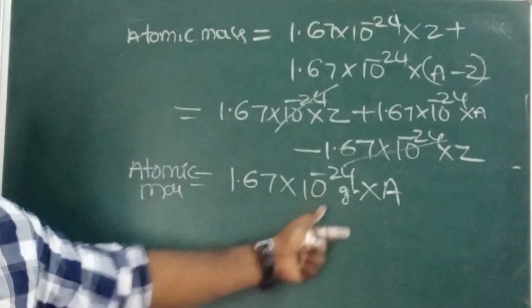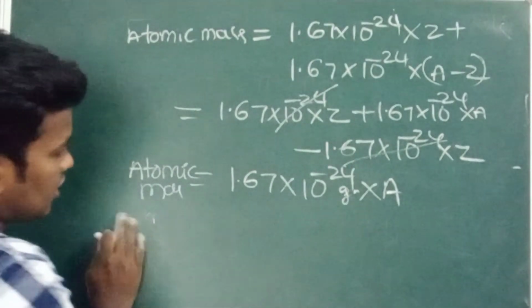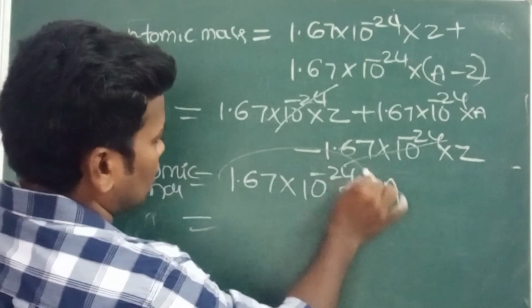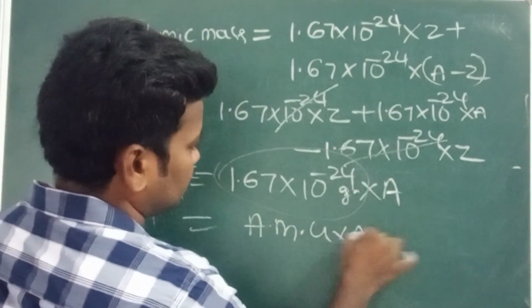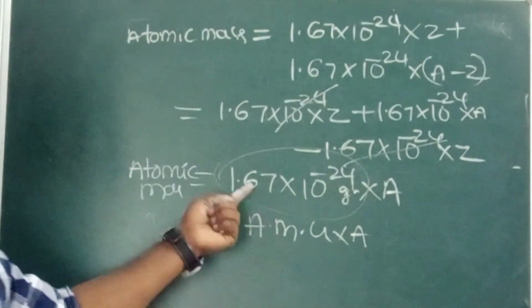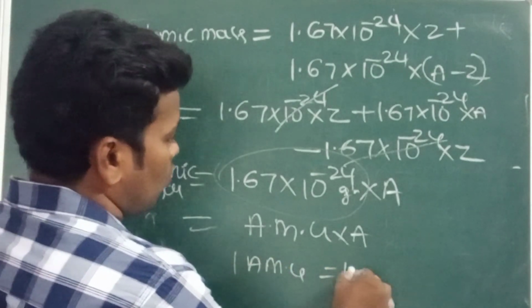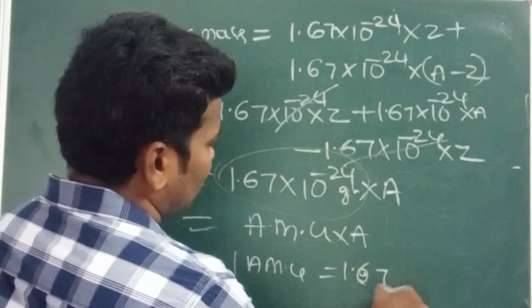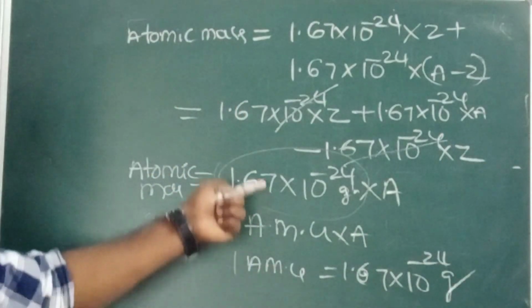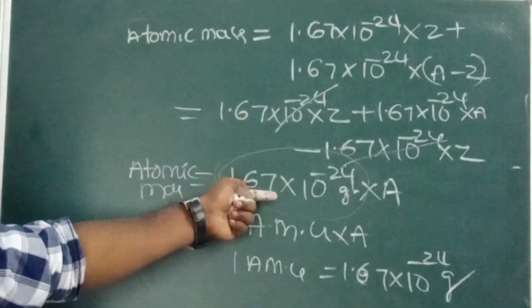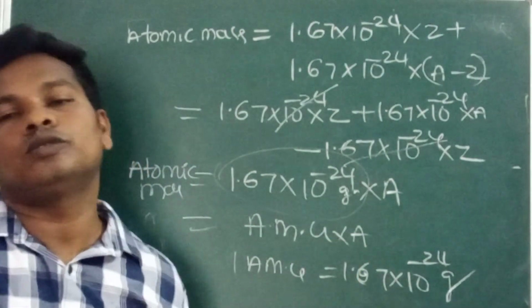Okay. But if you want to represent it in AMU, atomic mass in AMU, simply remove this factor and write AMU into A. That's it. One atomic mass unit, one AMU, is equal to 1.67 into 10 to the power of minus 24 grams. If you want to represent it in grams, you can go like this. If you want to represent the atomic mass in AMU, it is AMU into A. Like this the method will be.